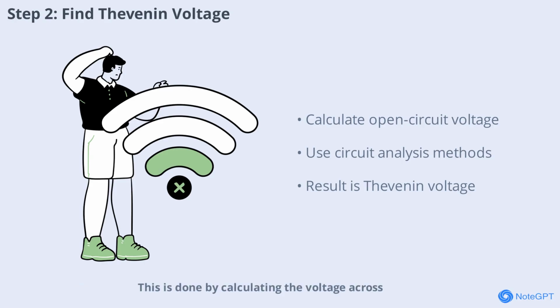After removing the load, the next step is to find the Thevenin voltage. This is done by calculating the voltage across the open terminals where the load was connected. Use standard circuit analysis techniques such as node voltage or mesh current methods to determine this value. The result is the open circuit voltage, which will become the voltage source in your Thevenin equivalent circuit. This step is essential for accurately modeling the behavior of the original circuit.